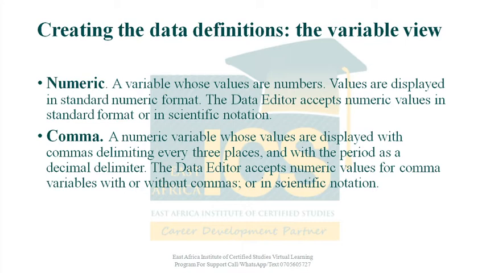A comma data type, a numeric variable. A comma type is simply a numeric variable whose values are displayed with commas.